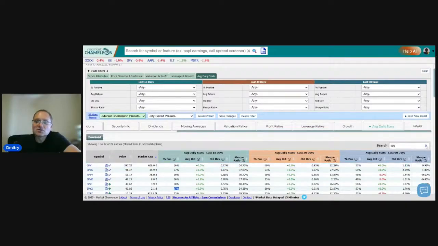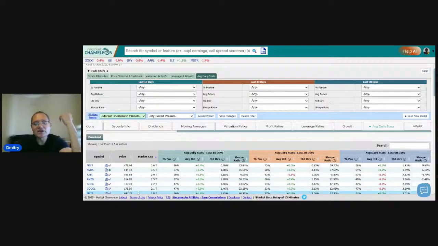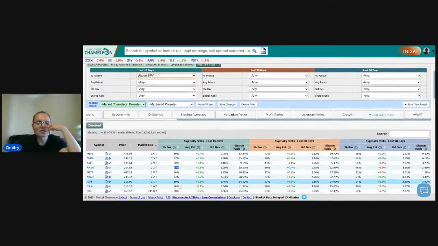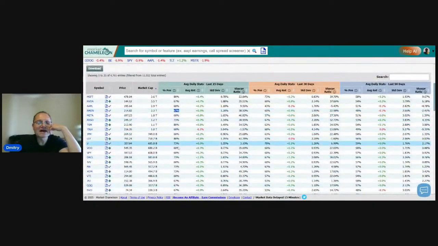I'm going to unlock that, and we're going to look at that it's above SPY. Okay. So all the stocks that performed with more up days than SPY. Okay. So now we have this list.